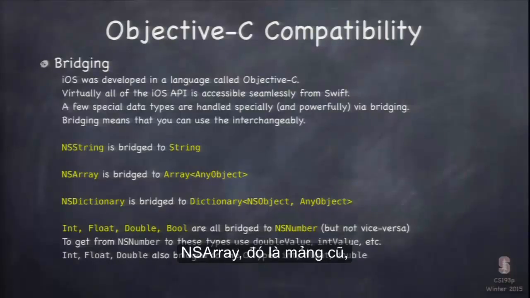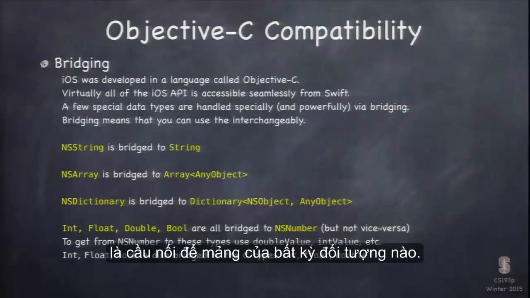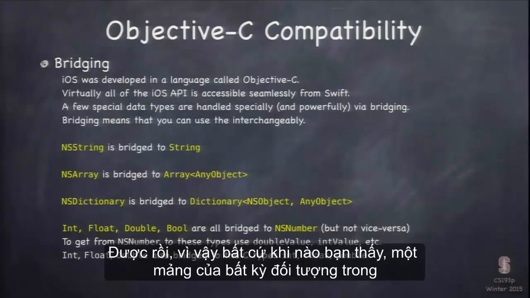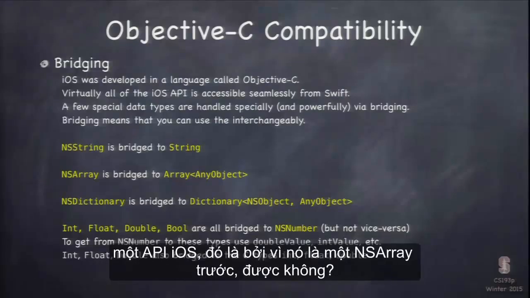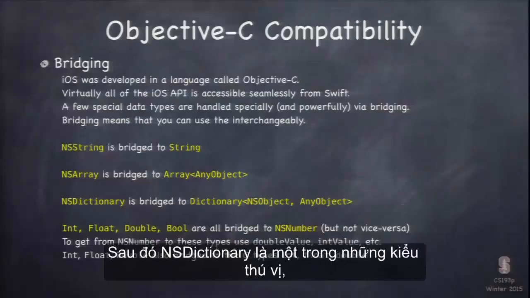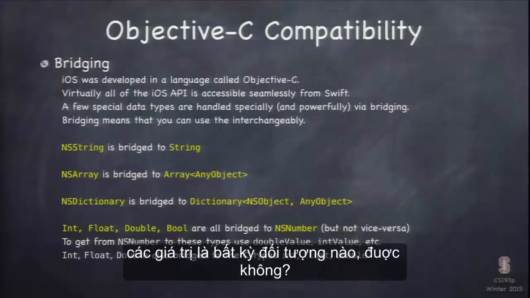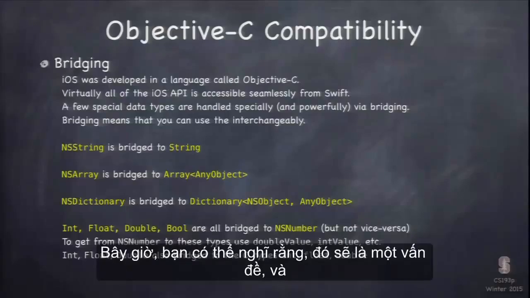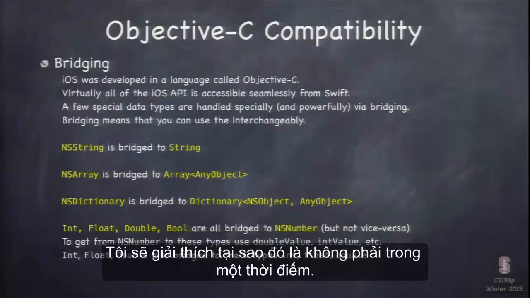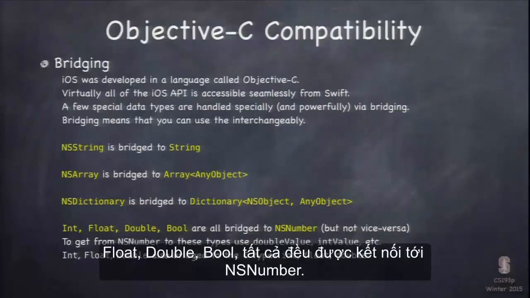NSArray, which is the old array, is bridged to Array of AnyObject. Okay, so anytime you see an array of AnyObject in an iOS API, it's because it was an NSArray before. Okay? Then NSDictionary is an interesting one. It's bridged to Dictionary where the keys have to be subclasses of NSObject, and the values are AnyObject. Okay? Now, you might think, oh, that's going to be a problem, and I'll explain a little bit why that's not in a moment. And then, of course, Int and Float, Double, Bool, they're all bridged to NSNumber.